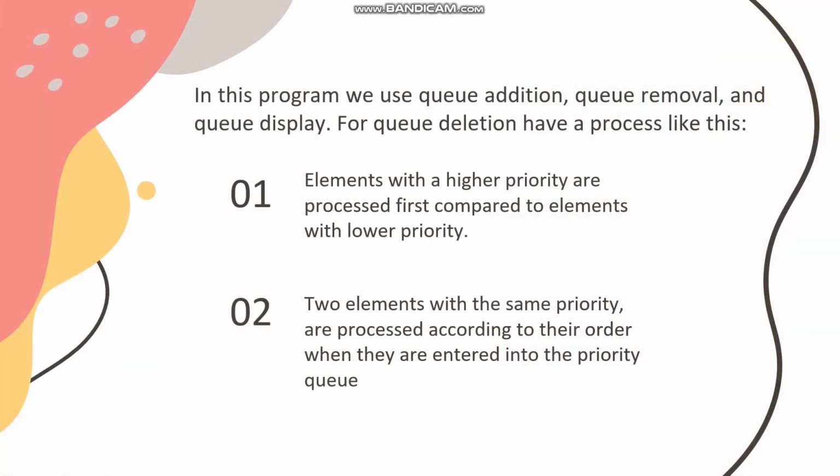In this program, we use queue addition, queue removal, and queue display. For queue deletion, the process is like this. One, elements with a higher priority are processed first compared to elements with lower priority. Two, elements with the same priority are processed according to their order when they were entered into the priority queue.